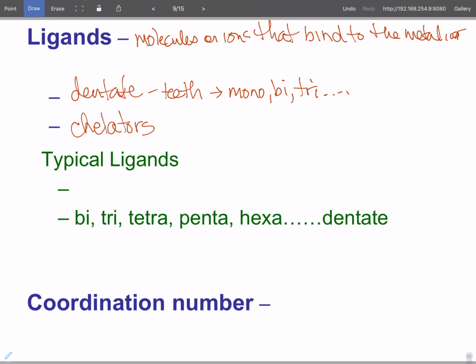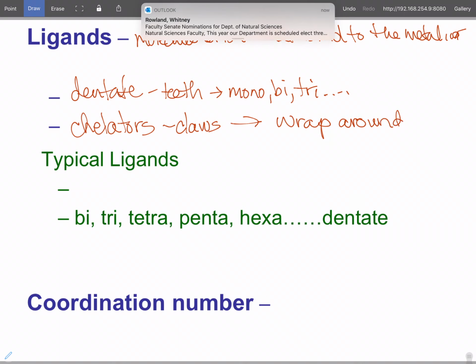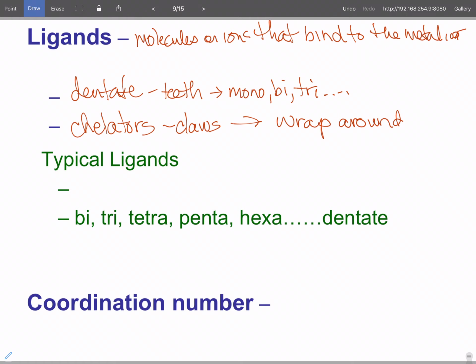The other ones are chelators, which mean claws. And so the teeth kind of come in from the outside and kind of stick on, and there can be multi from the same one. But chelators are claws, so again, they can be mono, bi, tri, but they tend to wrap around. So think about taking a bite out of something versus picking it up. Okay? And the typical ligands tend to be monodentate, or you could have the bi, tri, tetra, and again, this applies to the chelators, etc.